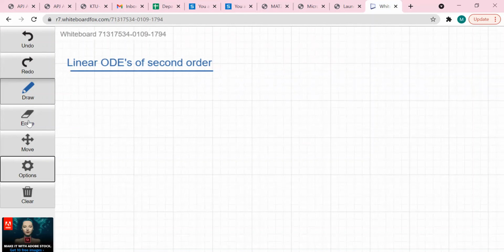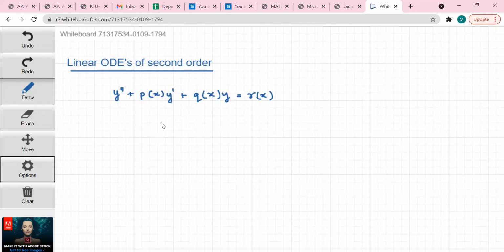Good morning, everyone. In today's session, we will be discussing linear ODEs of second order. A second order ODE is called linear if it can be written as y double prime plus p of x y prime plus q of x y equal to r of x, and non-linear if it cannot be written in this form.